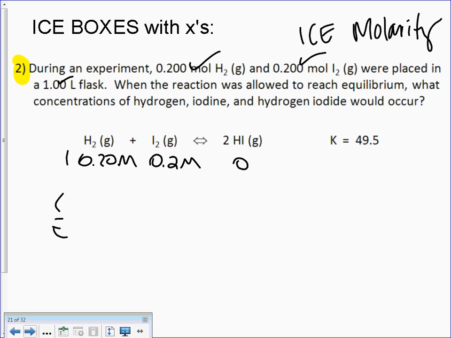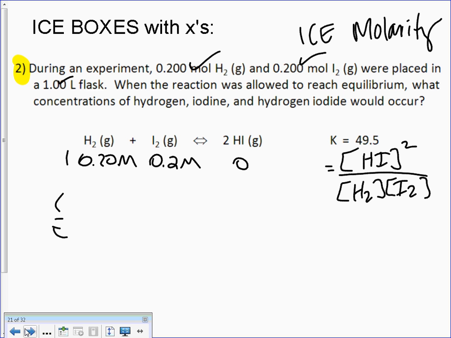And then, before I go too far, I didn't set up something. What do I always set up first? K expression. What is this K? So K is 49.5, by the way. What is the expression equal to? HI squared over H2 and I2. We've written that one like 3 times now. Okay, so that's what this whole shebang is equal to.